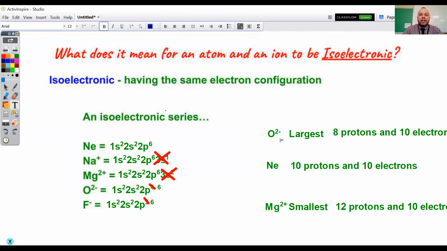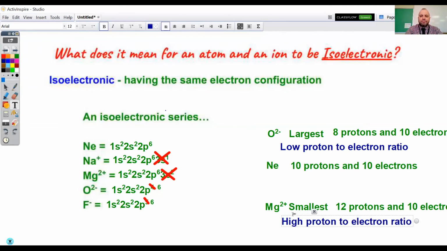So up here, when we look at O with a 2- charge, we have a low proton to electron ratio. And if we look at the bottom here, we have a high proton to electron ratio. So oxygen ends up being the largest ion because it has the lowest proton to electron ratio of this group. And magnesium ends up being the smallest because it has the highest proton to electron ratio, and it's able to attract those outermost electrons very strongly.